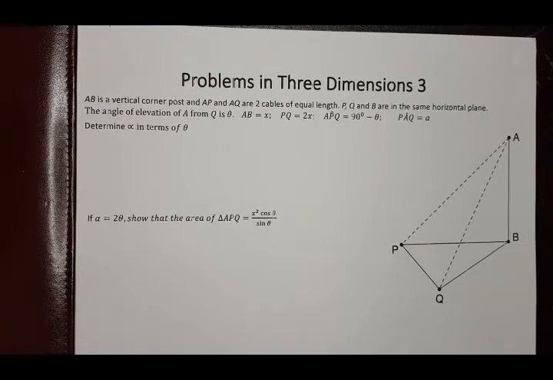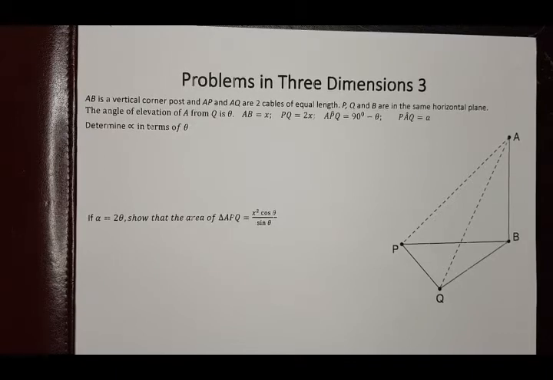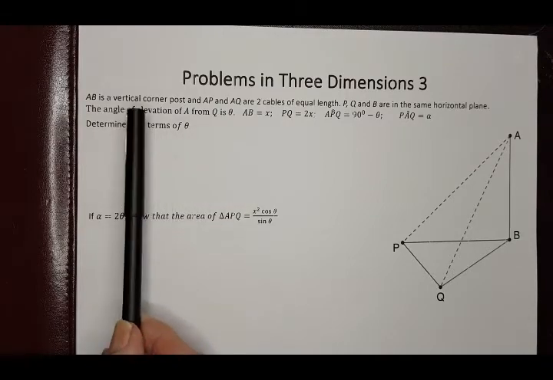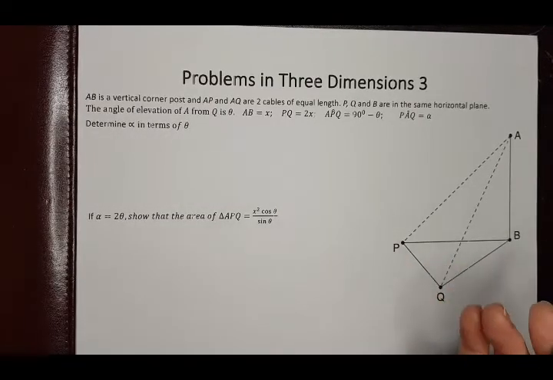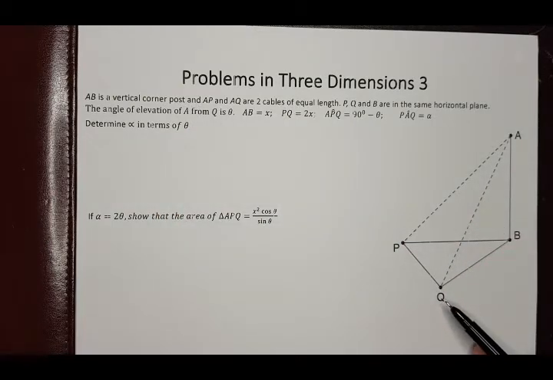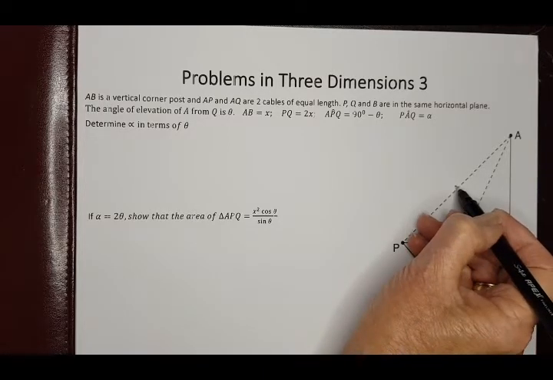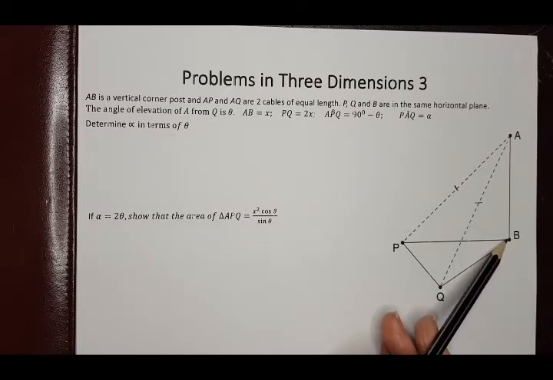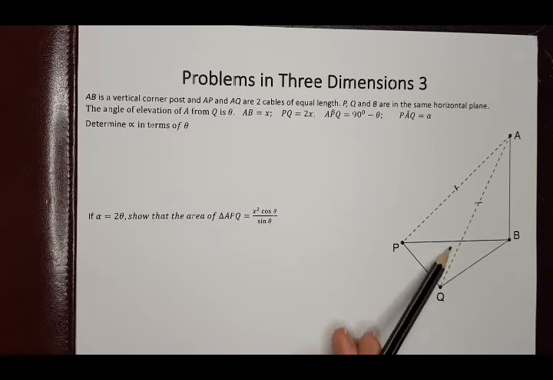The third three-dimensional problem I've chosen because the diagram is presented slightly differently. In this case, you have a vertical corner post, AB, and AP and AQ are two cables of equal length. Immediately, that means that this length and this length are going to be equal to each other. We are told that P, Q, and B are in the same horizontal plane, and I'm just going to shade it so that hopefully it's a little bit easier to see what the horizontal plane is in this particular case.